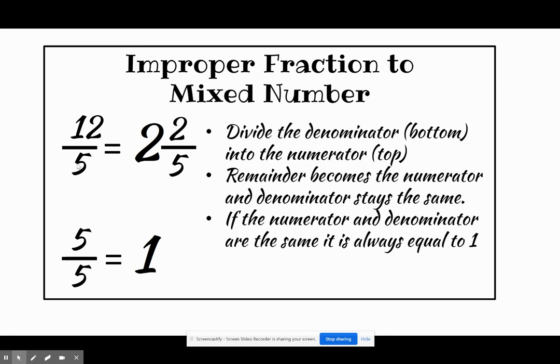You divide the bottom into the top. How many whole times will it go in there? If there's anything left over, it becomes the numerator, and the denominator stays the same.